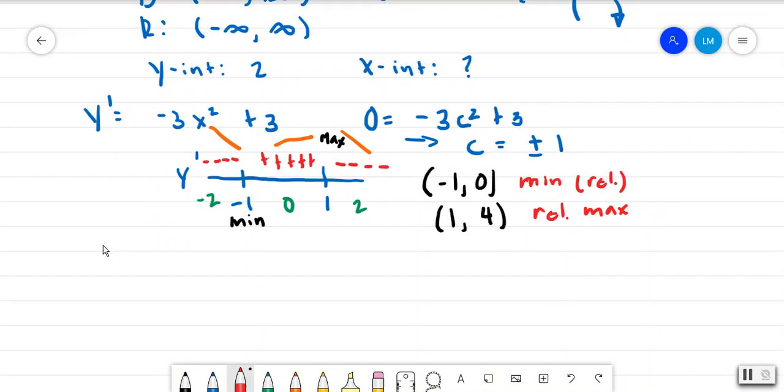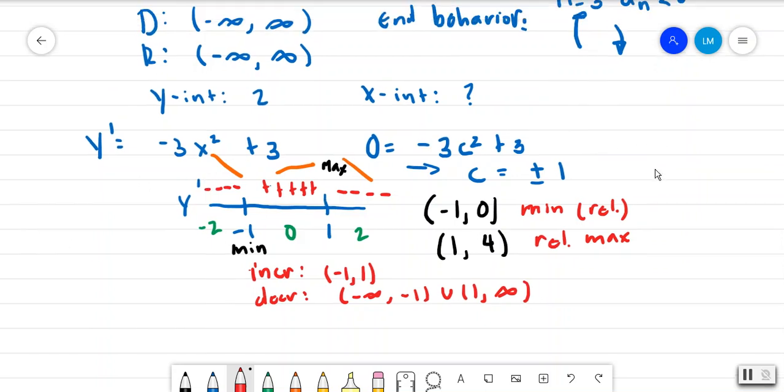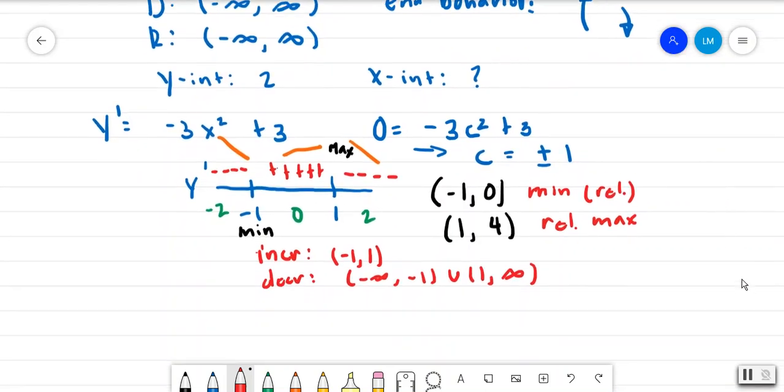At this point, all that you need to do is go ahead and find the levels of increasing and decreasing. So we have that this is increasing from -1 to 1, and it's decreasing from minus infinity to -1, union from 1 to infinity. Notice that this is actually consistent with the end behavior, which is not a coincidence.